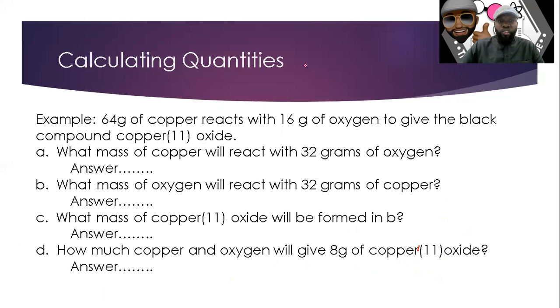Now, calculating quantities. Let's look at some examples based on what we've just studied, okay? Reacting masses. So example 1 here, and it's only one example. 64 grams of copper reacts with 16 grams of oxygen to give the black compound copper 2 oxide. Copper 2 oxide. I'll remind you of a question that one of you guys posted today regarding formation of copper 2 oxide. But let's finish this first.